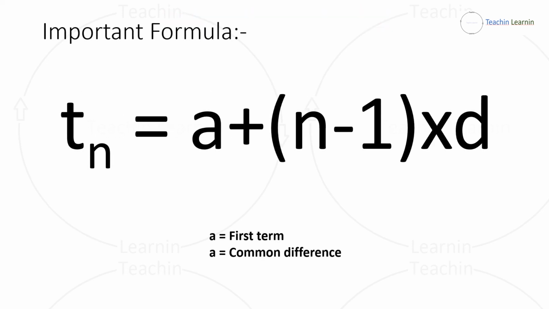So now it has become an important formula, and we should try to memorize this formula to solve exercises based on it. So the general term of an AP is denoted by Tn, and its value is A plus n minus 1 into D, where A is the first term and D is the common difference.